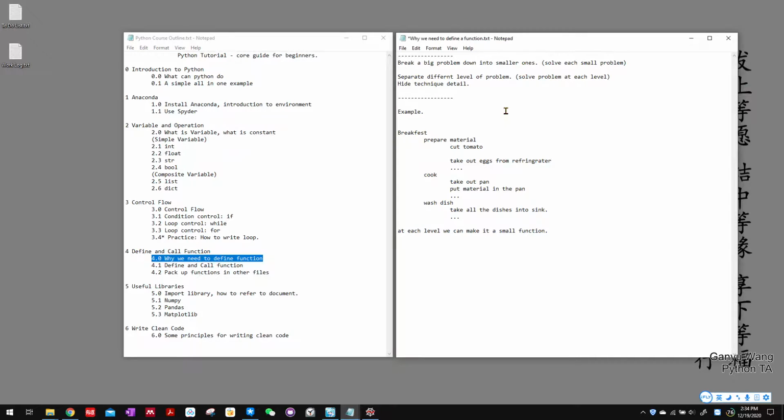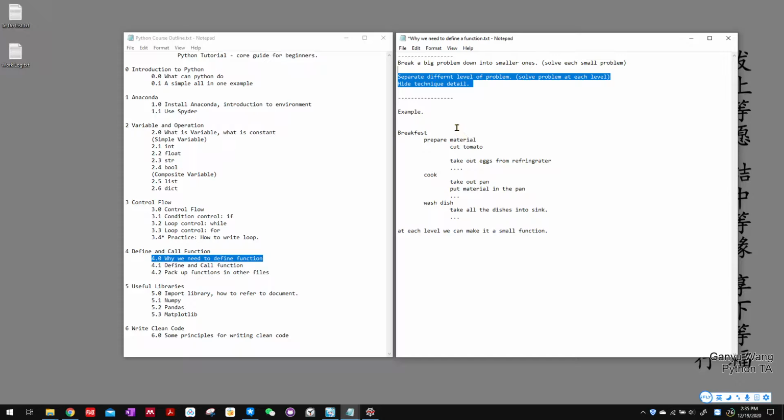In a real world problem, the problem is normally very big and difficult. To solve a big problem, the engineer wants to divide a big problem into smaller ones. And for the problems, there are many different levels, from higher to lower. So there's a hierarchy for solving the problem.